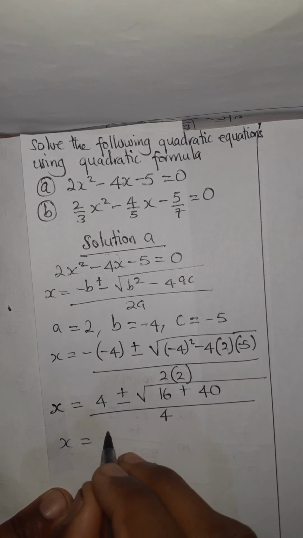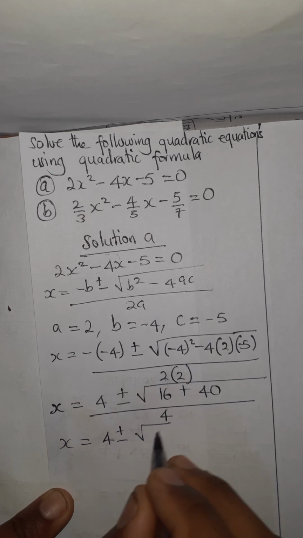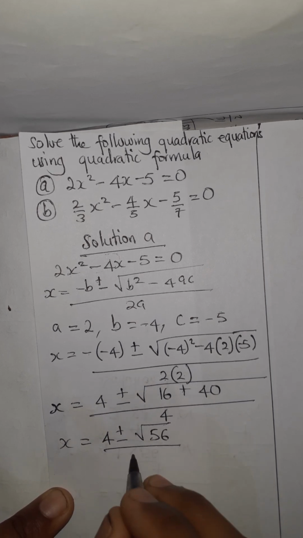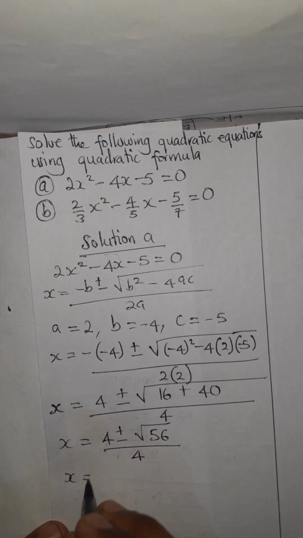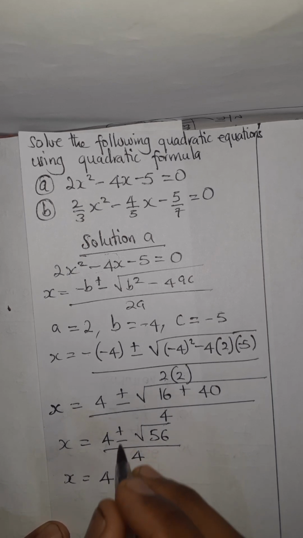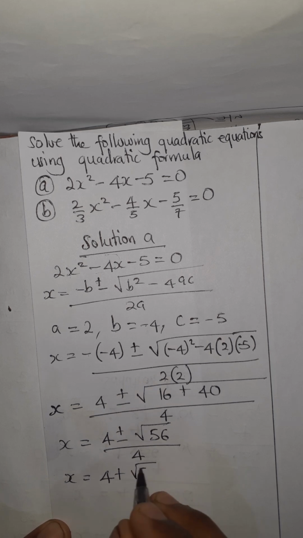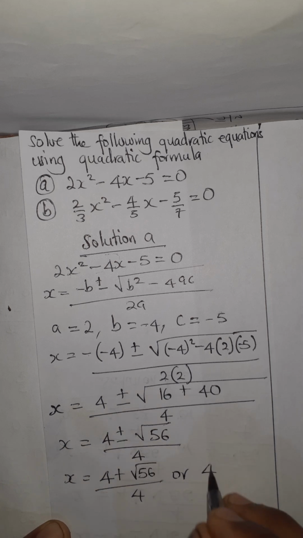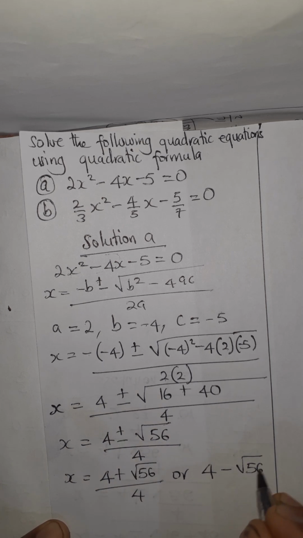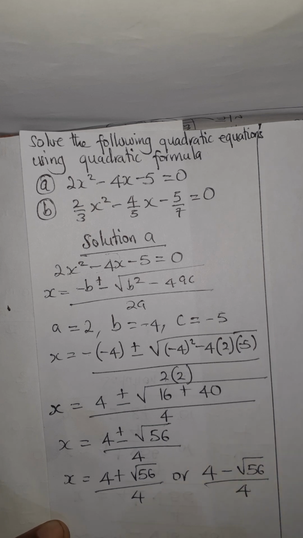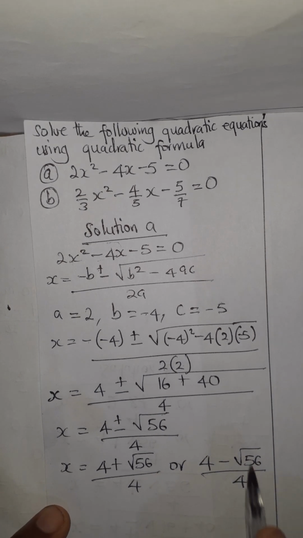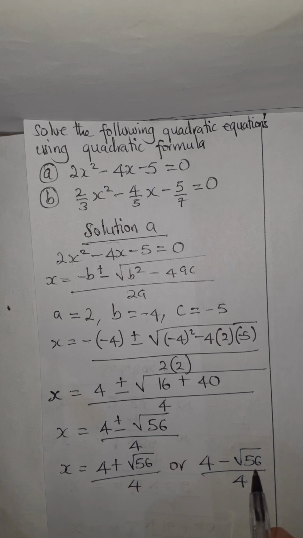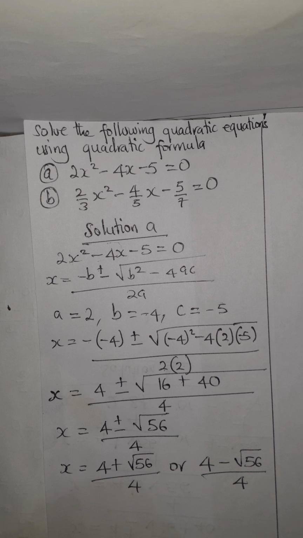x is equal to 4, positive or negative square root of 56, this over 4. Then we have to separate these. We start with the positive: 4 plus the square root of 56 over 4, or negative: 4 minus the square root of 56, this over 4. Now we can just plug in the way it is on the calculator, or we can start by converting this to decimals. All these methods are going to give you the correct answer.